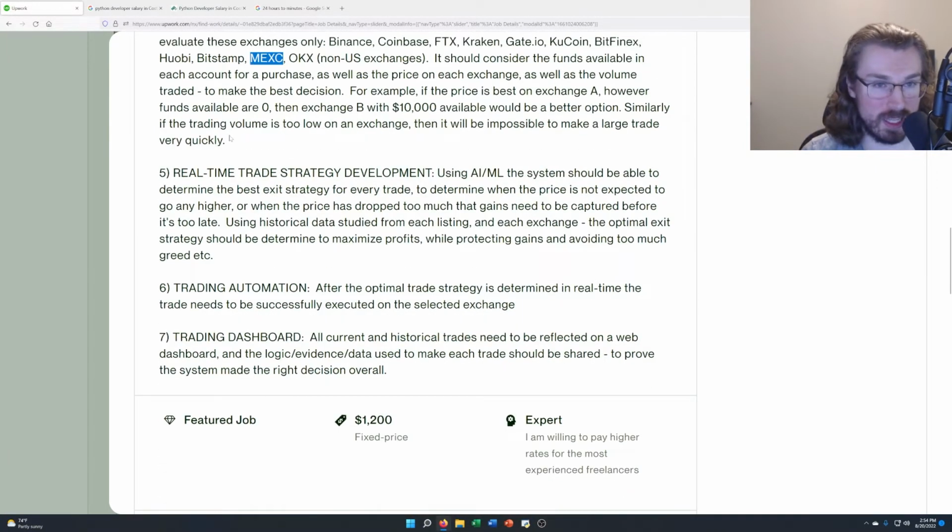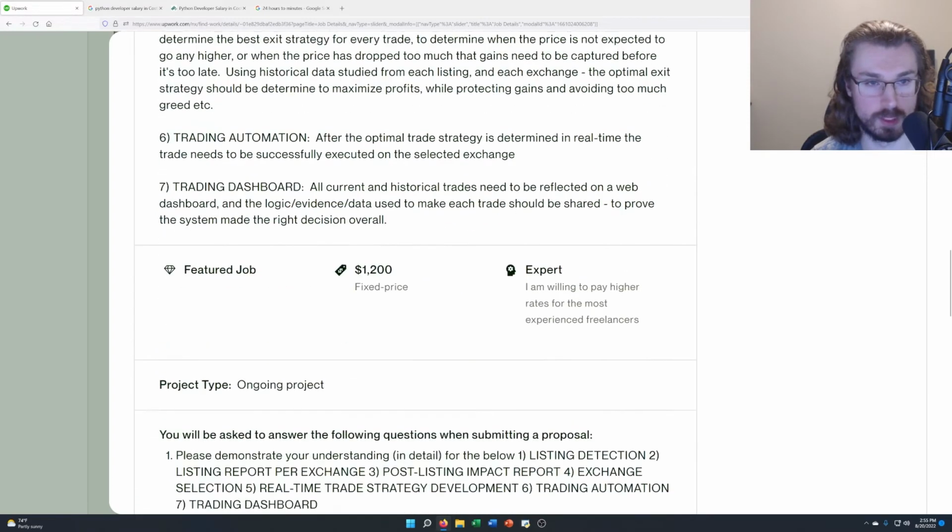Similarly, if the trading volume is too low on an exchange, then it will be impossible to make a large trade very quickly. So that's how they're factoring volume into this decision on which exchange to purchase the crypto asset from, which is a somewhat valid concern.